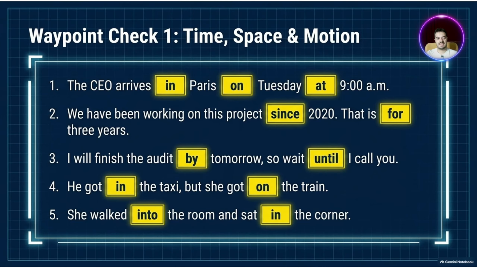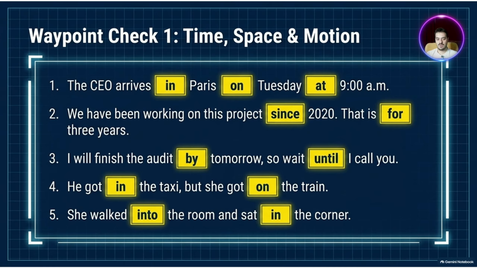Now let's take a look at some examples and look at the checkpoints, right? The time and space and motion, of course. So the CEO arrives in Paris on Tuesday at 9 a.m. In Paris, because Paris is a city and it has border lines. On Tuesday because it's a specific day, and at 9 a.m. because it's a precise moment.